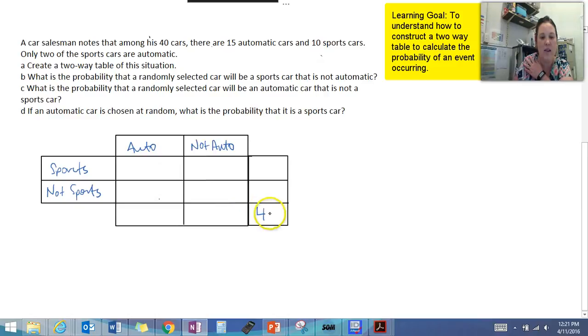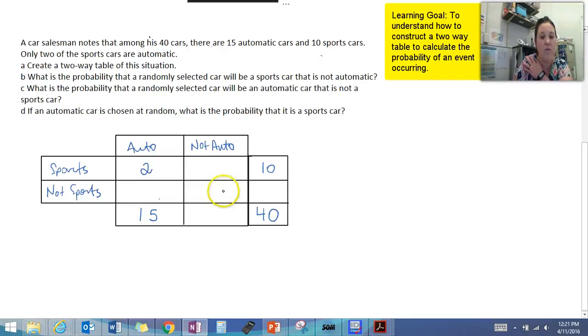Now this part down here is the total number of items that we're looking at. There are 15 automatic cars, so in total there are 15. There are 10 sports cars, so there are 10 sports cars in total reading across. And 2 of the sports cars are automatic, so we can fill in that there. So that's using all the information that we've been given.